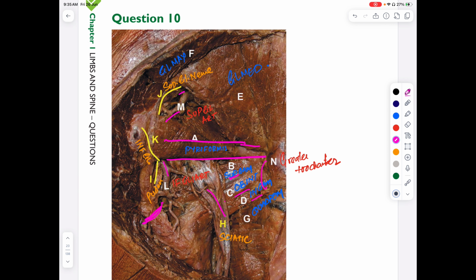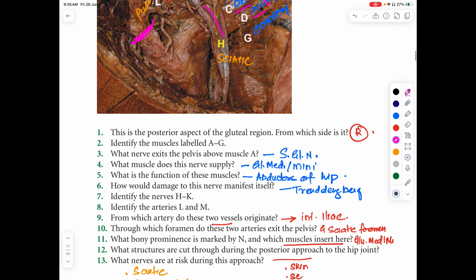So what are the questions? Posterior aspect, from which side? It is the right side. Muscles A to G we have identified. Nerve exits the pelvis above the muscle: superior gluteal. What muscles does it supply? It supplies gluteus medius and minimus. The function of these muscles is abduction of the hip. How would damage to the nerve manifest itself?